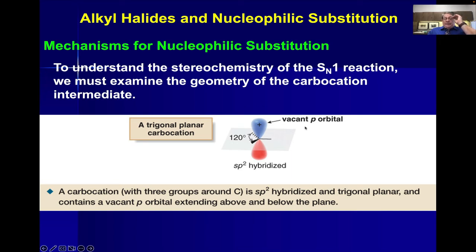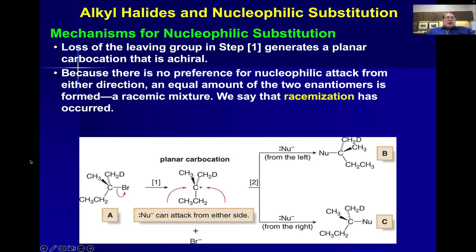Don't get confused by that. So the nucleophile could either approach from the top and make a bond, or it can approach from the bottom and make a bond. And this has an important consequence. So if we took a chiral tertiary alkyl halide, in this case bromide, right?